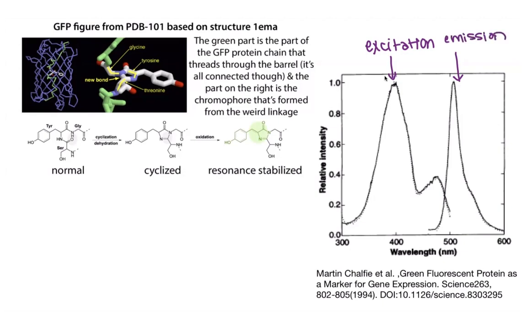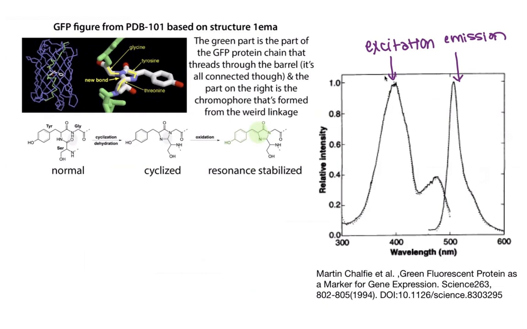So if we were setting up our detector to detect GFP, we would want to be detecting at about 520 or so, and exciting it at about 400. So you can see that it has this really broad excitation profile. This is actually a paper coming from Martin Chalfie et al.